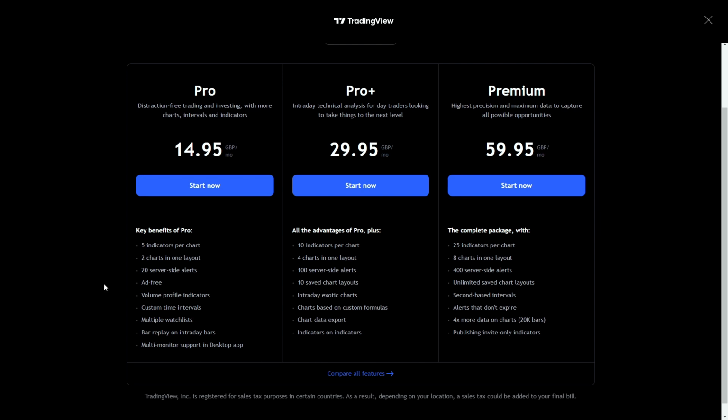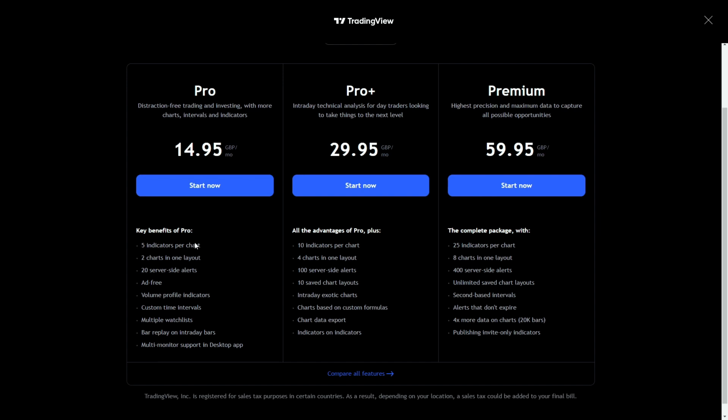Aside from those features, some of the benefits, 20 server-side alerts, probably not going to be that valuable for most of you. The indicators per chart, not something that I ever run into an issue with, but okay, if you're trading strategies that are indicator intensive, you may need up to 5 indicators per chart. But certainly for $14.95 a month, or for less than that if we're looking at the annual subscription, the Pro package offers, I would say, a really good set of features.